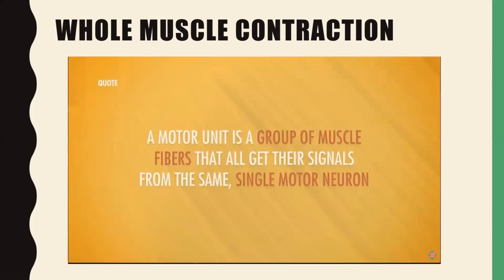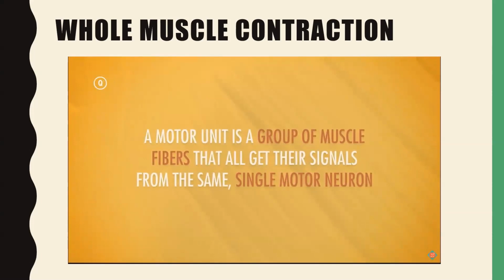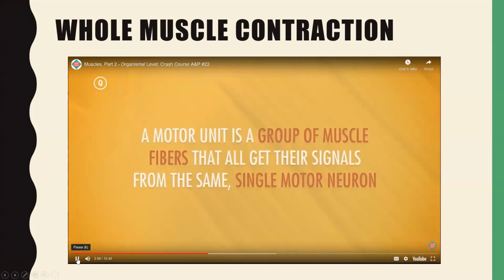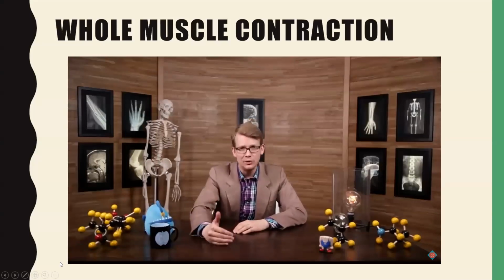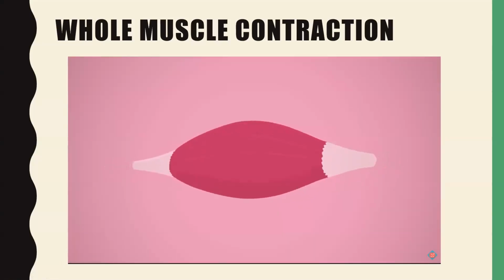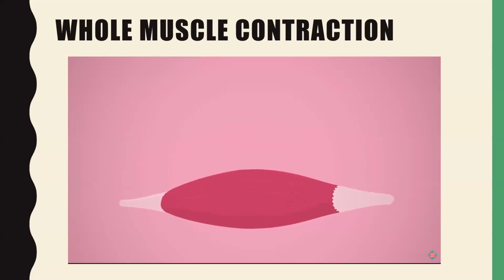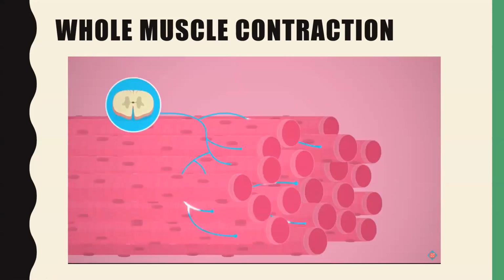A motor unit is a group of muscle fibers that all get their signals from the same single motor neuron. Since all those fibers listen to only one neuron, they act together as a unit. In a big power-generating muscle like your rectus femoris in your quad, each of 1,000 or so motor neurons may synapse with and innervate 1,000 muscle fibers.